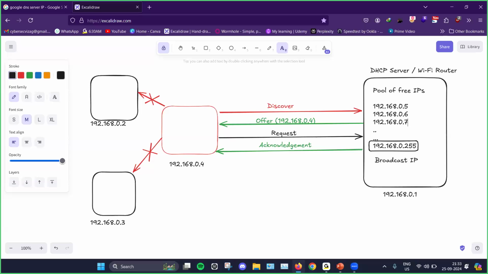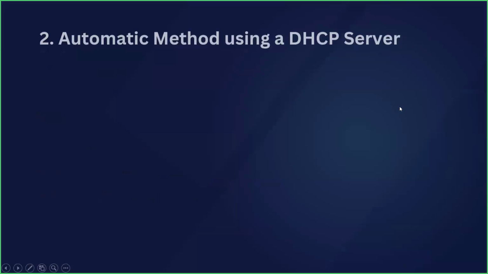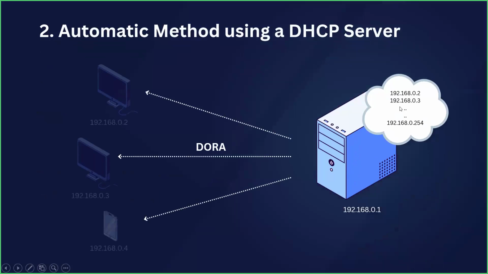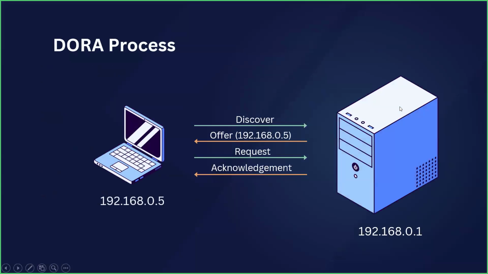Okay. DORA stands for discover, offer, request, and acknowledgement. D for discover, O for offer, R for request, and A for acknowledgement. Okay. And this is what happens between every device that is connected to a DHCP server. And with that DORA process, each system gets a unique IP in the network. Okay. Is that clear, everyone? Any questions, any doubts?